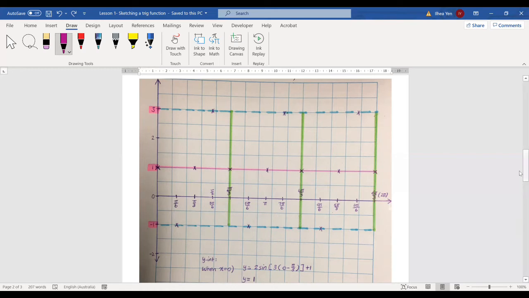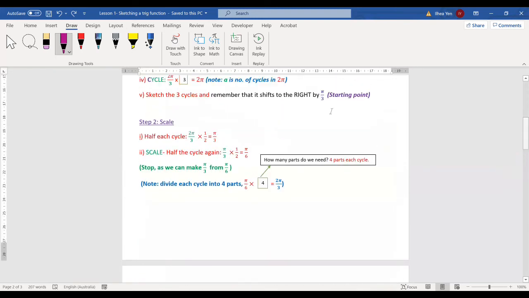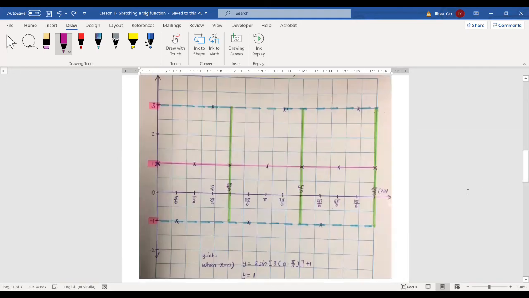Now also it happened to be a good value here, a good number, pi over 6, because it has to keep moving by pi over 3 to the right, and pi over 6 we can actually make it in terms of pi over 3. So it is a good scale. All right, so there's 4 parts. How do I know there's 4 parts? I just make it into 4 of the pi over 6 into 2 pi over 3, because that's my period. Okay, so that's what I've got here right now.